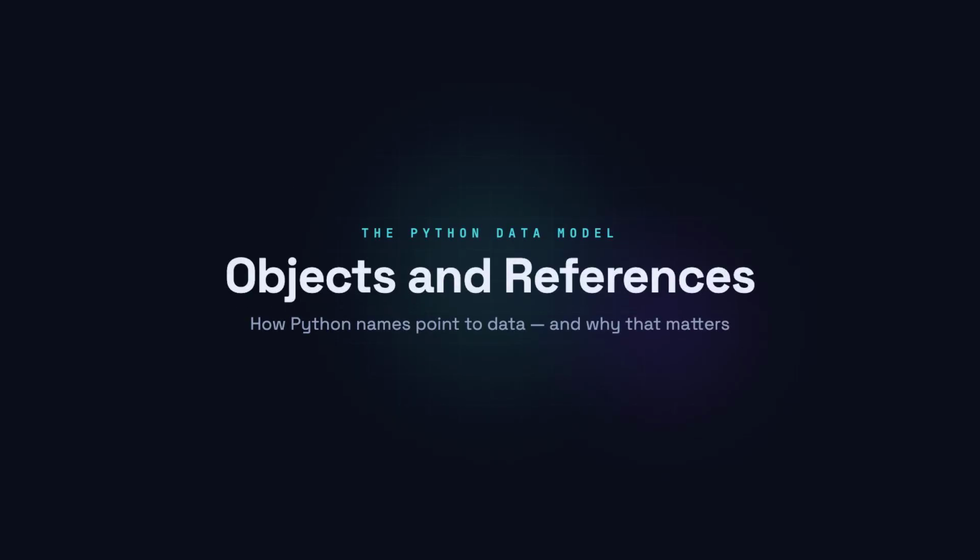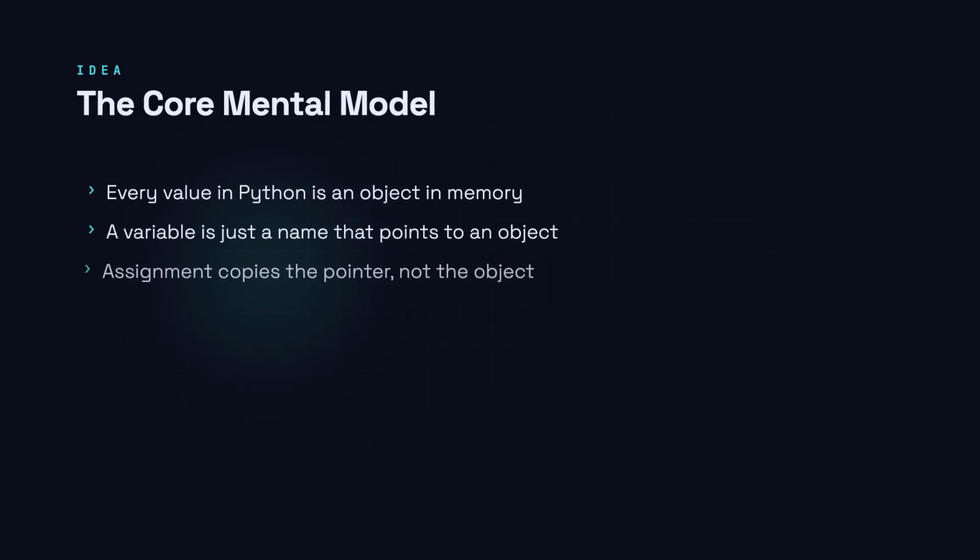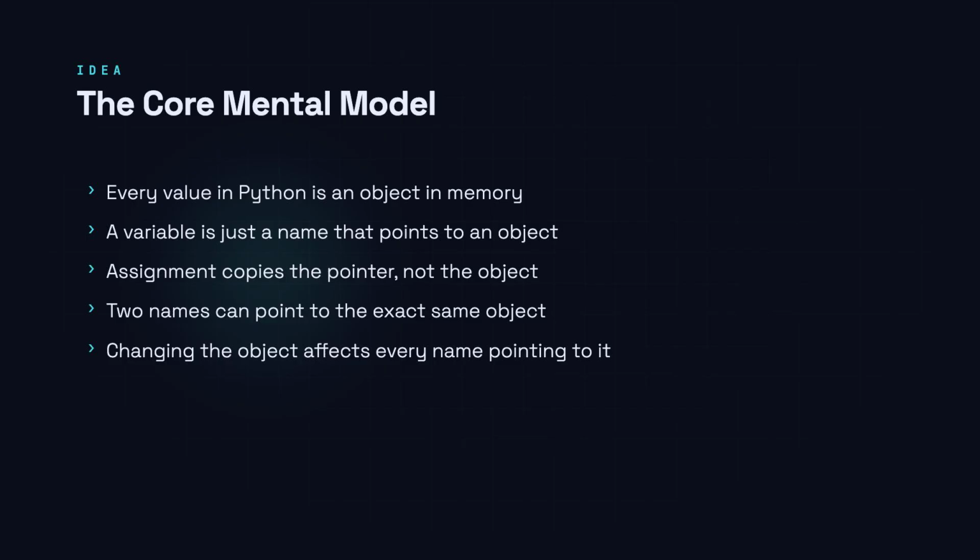In this video, we explore one of Python's most important ideas, the difference between a name and the object it points to. Understanding this will save you from some very surprising bugs. Python variables are not boxes that hold values. They are labels that point to objects living in memory. When you assign one variable to another, you copy the label, not the box.